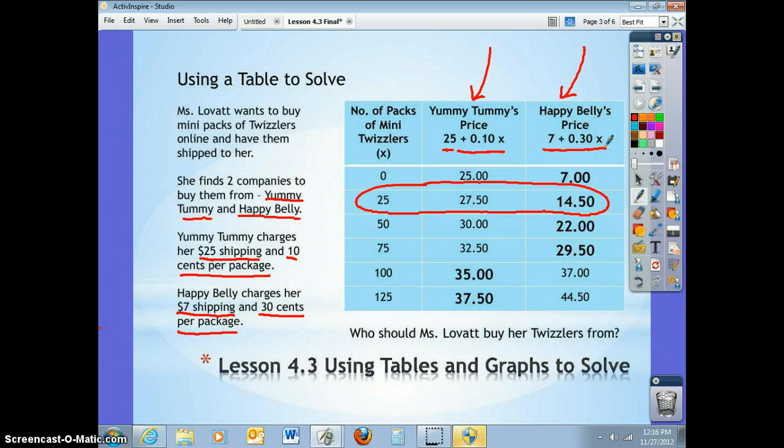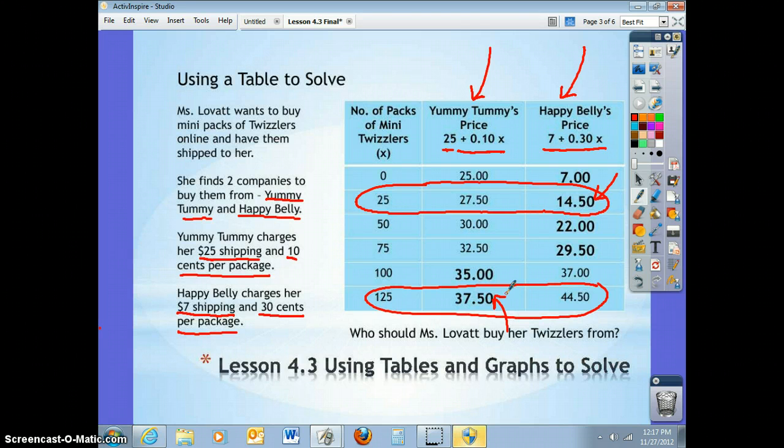So I set up the table with those two equations and figured out how many dollars it would be for a certain number of Twizzlers. And like I said, she's better off with Happy Belly if she only wants to buy 25 packages. But if she wants to buy 125 packages, she's actually better off with Yummy Tummy, because they're going to be $37.50 and Happy Belly is going to be $44.50.